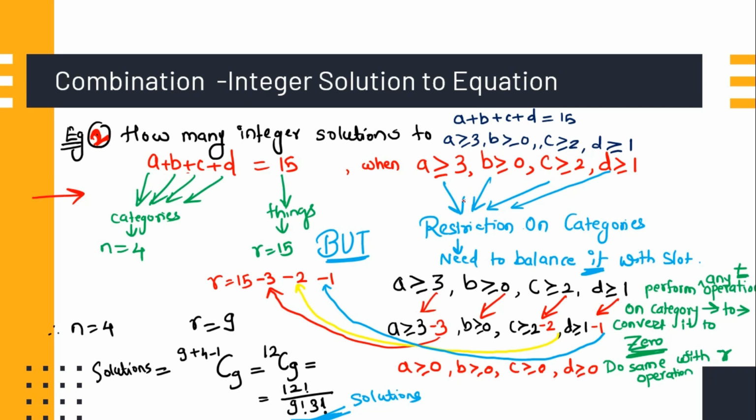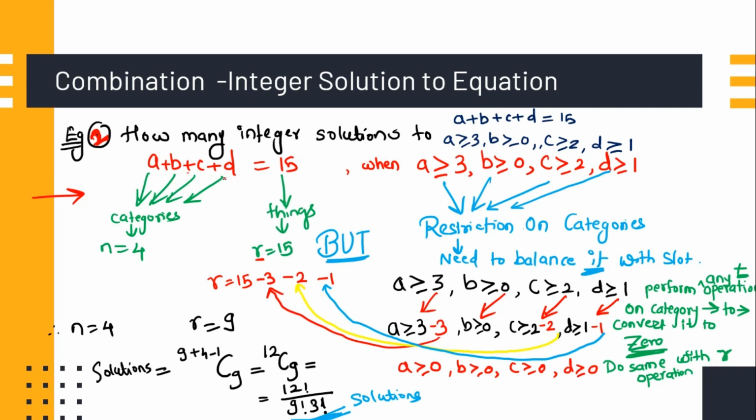Now here I am having restriction on categories. You can't start with the 0. Everything is different and everything is started from some other constant value. So here you are having restriction on categories, and there is a need to balance it with the slots. Means there is need to balance these values with our R value. How will we balance this?